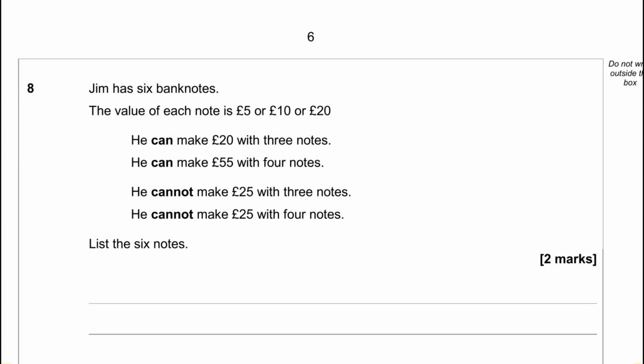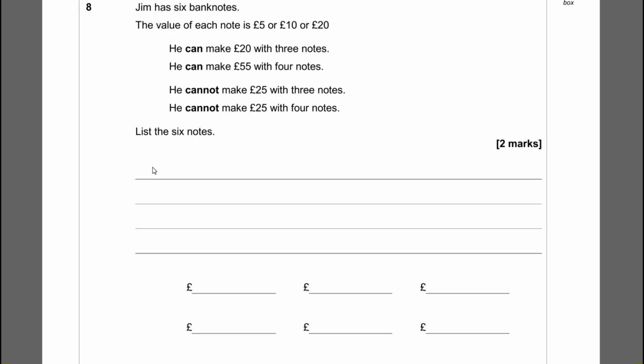Question 8. Jim has 6 banknotes. The value of each note is £5, or £10, or £20. He can make £20 with 3 notes. He can make £55 with 4 notes. But he cannot make £25 with 3 notes, or £25 with 4 notes. List the 6 notes. Let's start our guess using this information.